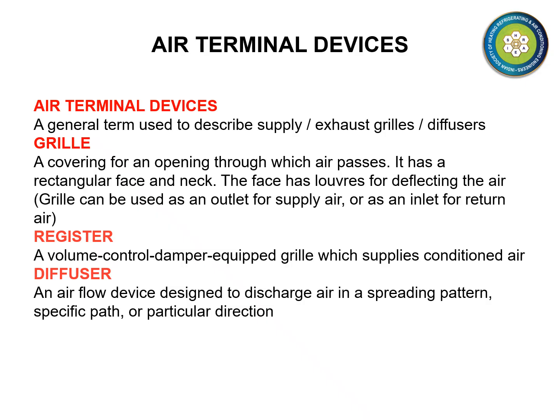A register is a grill equipped with a volume control damper. A diffuser is a more complex device. It enables air to be discharged in a spreading pattern in a specific path or in a particular direction.